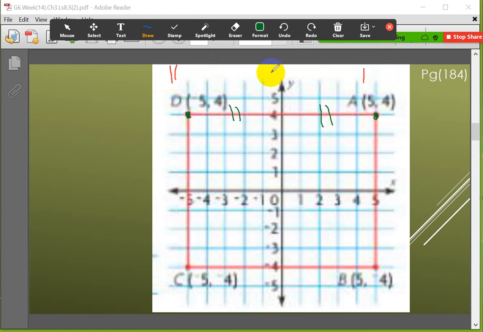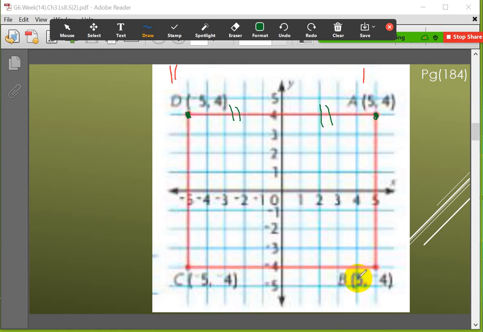Okay, so look, the y-axis here is a line of symmetry, because A and D, each one of those points is a reflection of the other. So the y-axis here is a line of symmetry for the two points A and D.